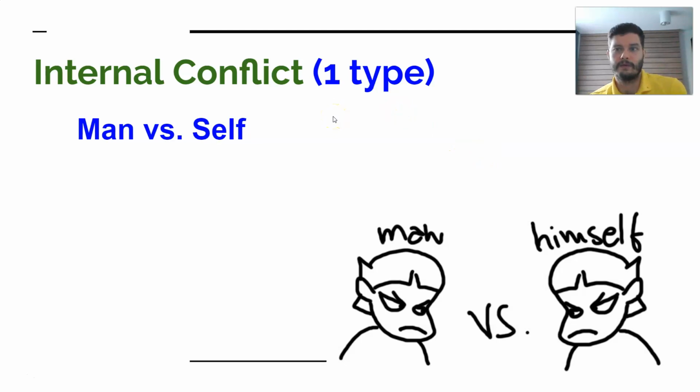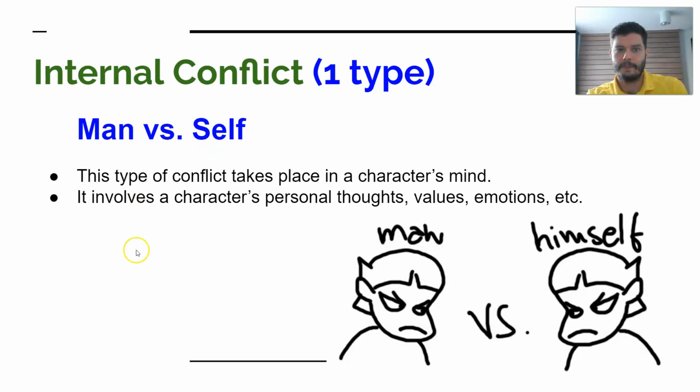Okay. So the first type of conflict is man versus self. This is an internal conflict, and it takes place entirely within a character's mind. Okay. So as it says here, man versus self involves a character's personal thoughts, values, emotions, etc. Essentially, this is when a character needs to make a decision. And they're faced with two or more choices, and they have to make a difficult decision.